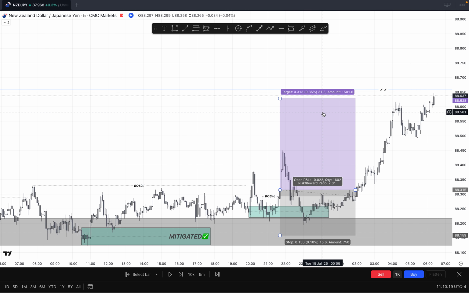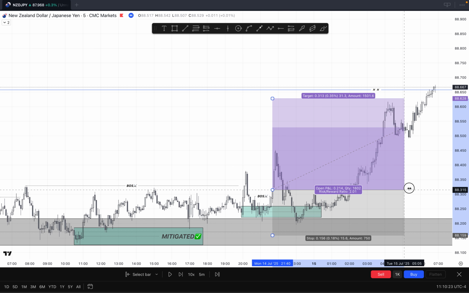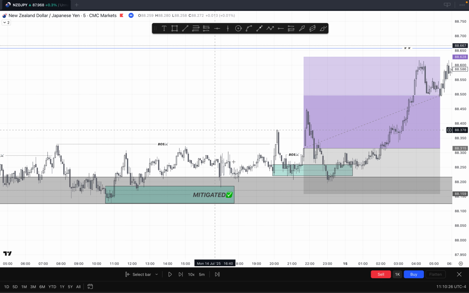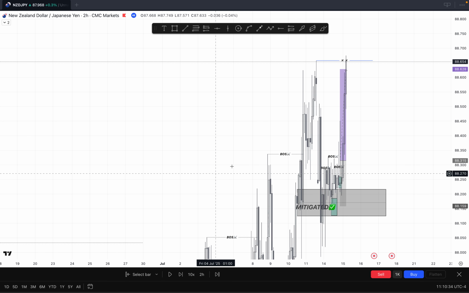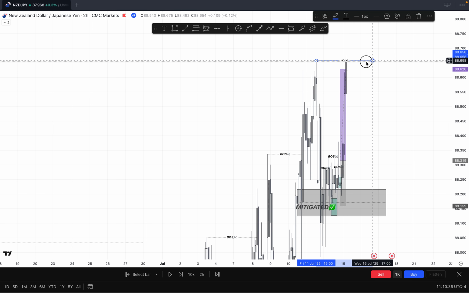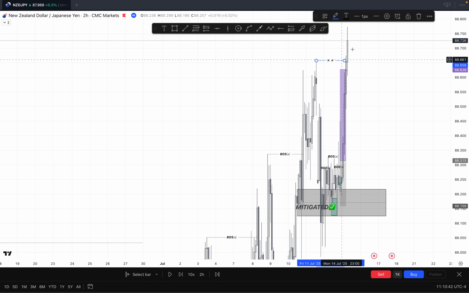TP. That would have been a TP hit. Nice TP. Alright, so let's continue. Back to the 2-hour. Alright, that's the breaker structure.